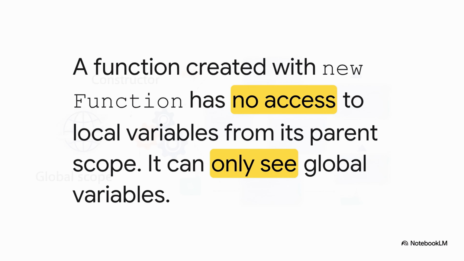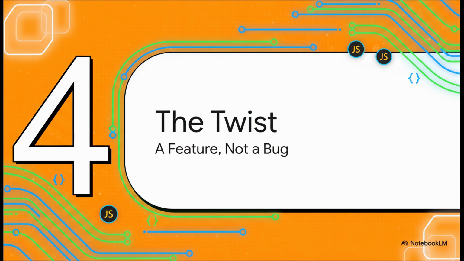And that's it. That's the whole reason our puzzle code broke. The function we made with new Function was completely blind to the local value variable inside its parent. It's like it was born in the global scope, totally detached. It's a pretty strange behavior, but why on earth would JavaScript be designed this way? Well, this weirdness isn't a limitation. It's actually a very, very clever solution to a huge problem in modern web development. You see, this isn't a bug, it's a feature, and it's designed to make your code more robust.